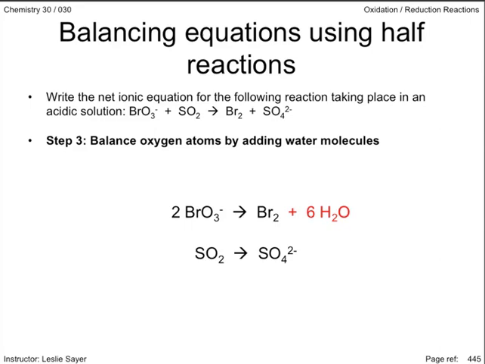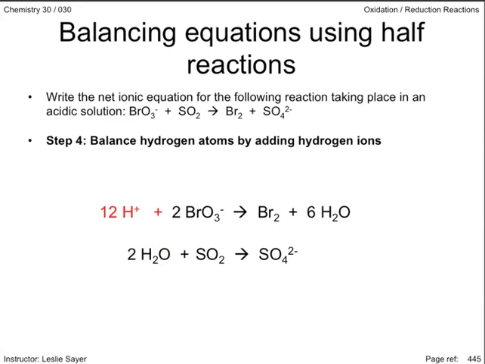The lower equation has 2 atoms of oxygen on the reactant side and 4 on the product side. So we add 2 water molecules to the reactant side. Step 4. Balance hydrogen atoms by adding hydrogen ions. For the upper equation, the 12 hydrogen atoms belonging to the water on the product side are balanced by adding 12 hydrogen ions on the reactant side. And similarly, the 4 hydrogen atoms of the lower equation are also balanced with hydrogen ions.